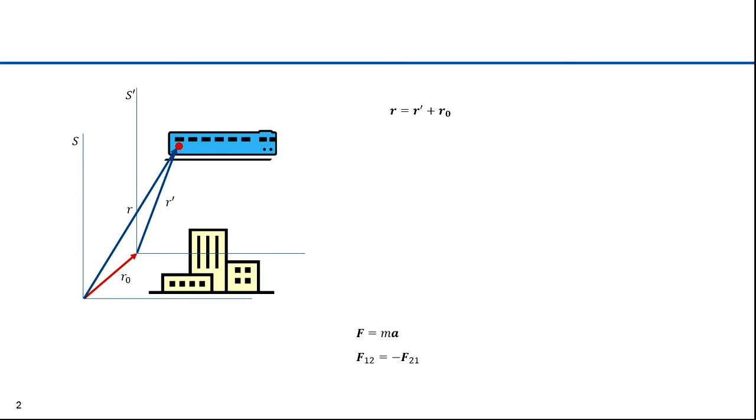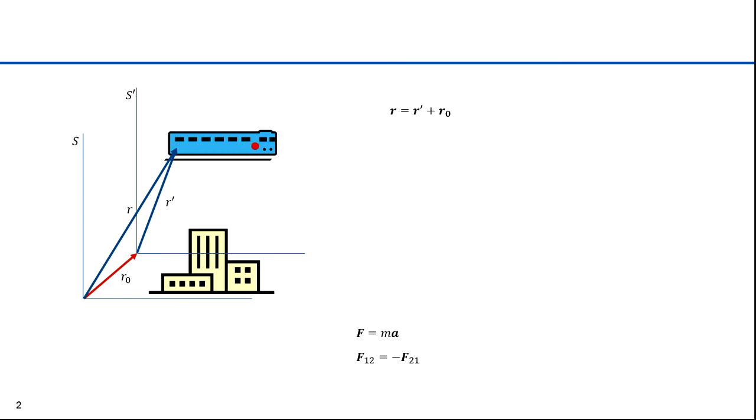In this example, S and S prime are shifted diagonally. S prime could have been rotated relative to S, or it could have been offset in a third dimension along a z-axis. The key point is that S prime doesn't move relative to S.